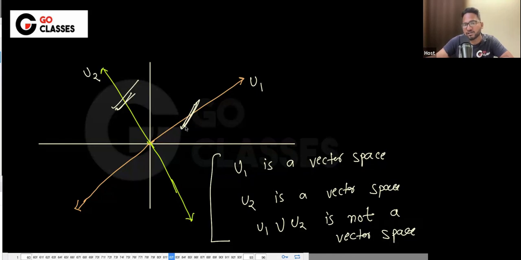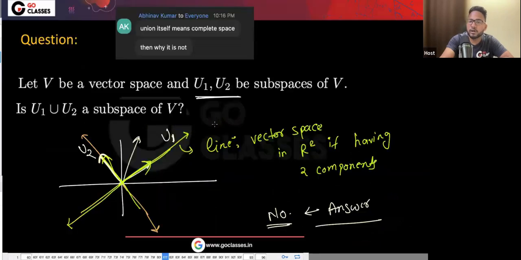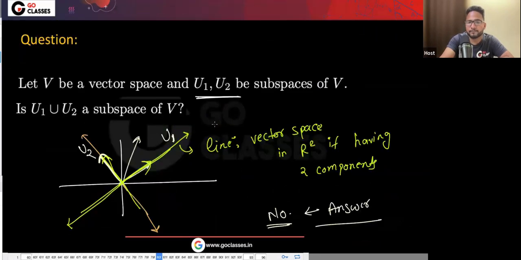So just try to understand that this is U1, this is U2. Union is not this. First of all, you should be clear about it. Union is this and this individually, or all the vectors on this and all the vectors on this, right? And then you take the linear combination of these two vectors. It is not in U1 or not in U2, which means it is not in the union. So that's why union is not a vector space. Okay.